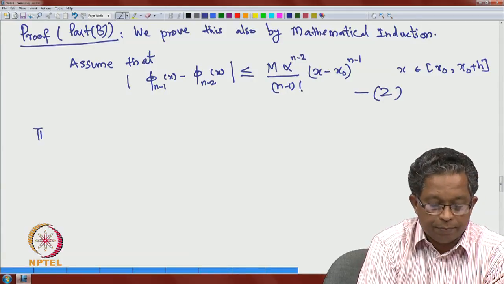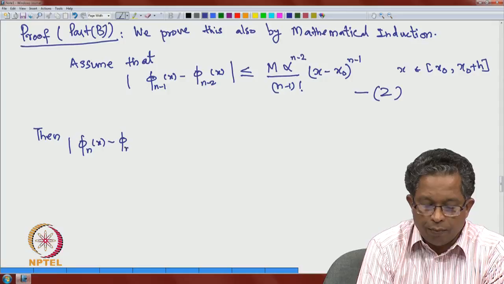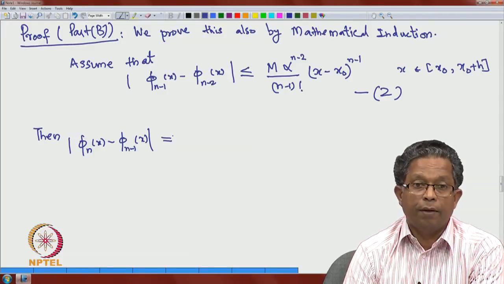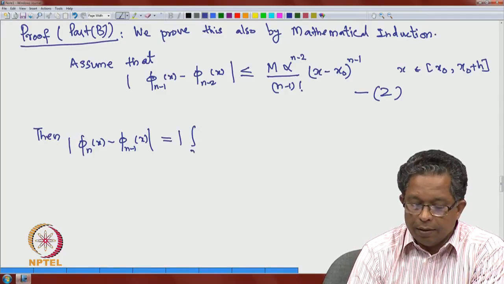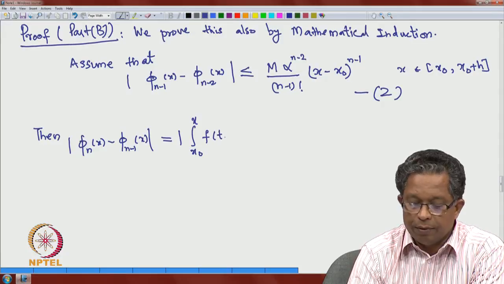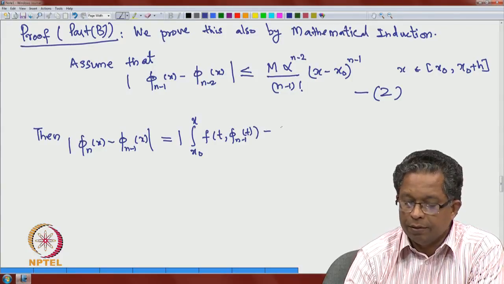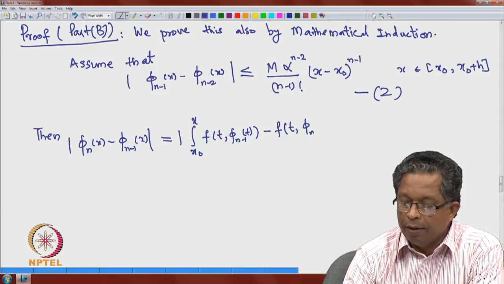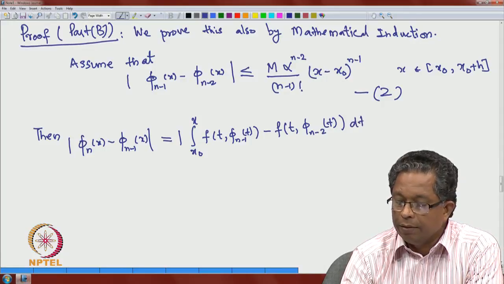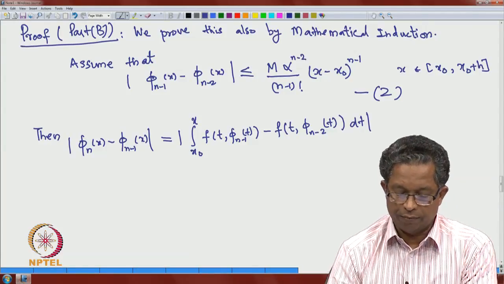Now, by using this inequality, we find the estimate for phi n. Then phi n x minus phi n minus 1 x, by definition of the iterates, is the integral from x 0 to x of f of t, phi n minus 1 t minus f of t, phi n minus 2 t dt, by the definition of the functions phi n.